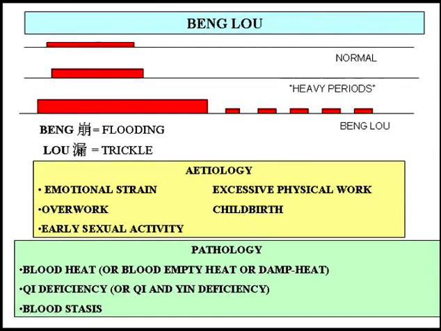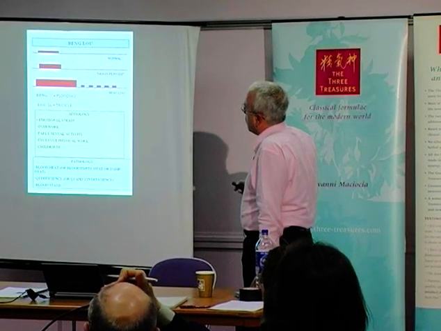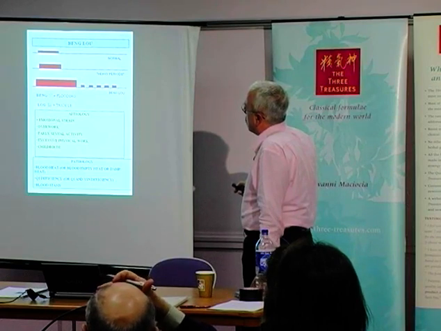The difference is that in Beng Lou, the bleeding is heavier. It may start early and continue well beyond the 5 days and go on trickling. In fact, Beng Lou are two separate symptoms. Beng is flooding, and Lou is trickling. So that's actually Beng, and this is Lou. The basic pathology boils down to two. Now let's talk about the difference between Beng Lou and heavy periods.